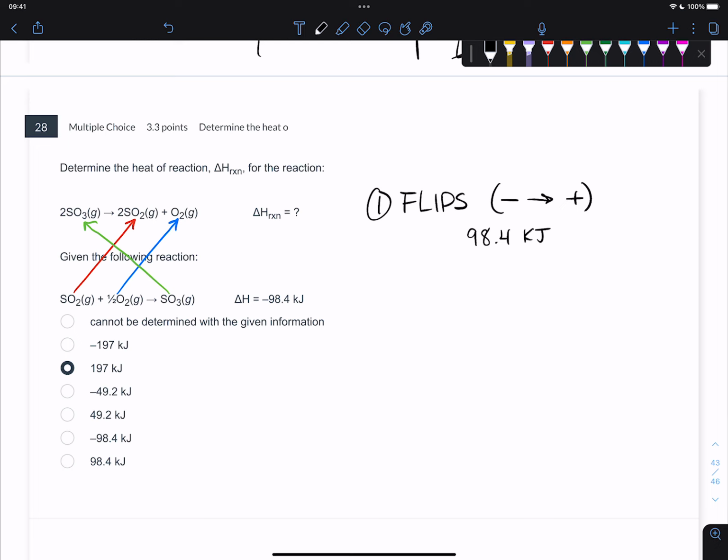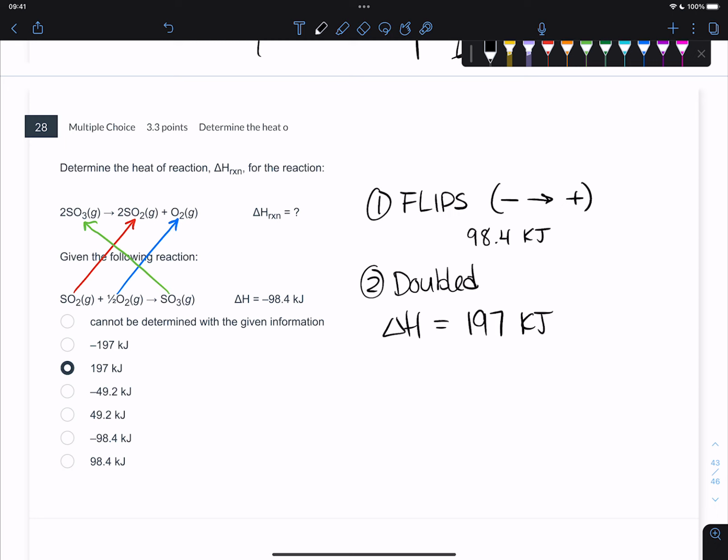But that doesn't seem to be the only thing that happened, because when the sulfur dioxide moved to the right, the 1 coefficient became a 2 coefficient. If you notice, everything actually doubles. So this 1 became a 2, and oxygen's one half became a solid 1. So not only did everything flip sides by going to the other side of the arrow, but everything doubled. This means you need to take that 98.4, and with sig figs, it becomes 197 kilojoules. That's going to be the heat of the reaction.